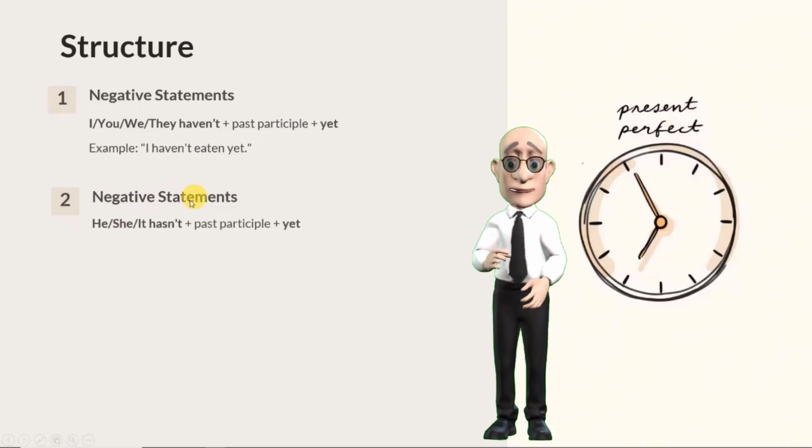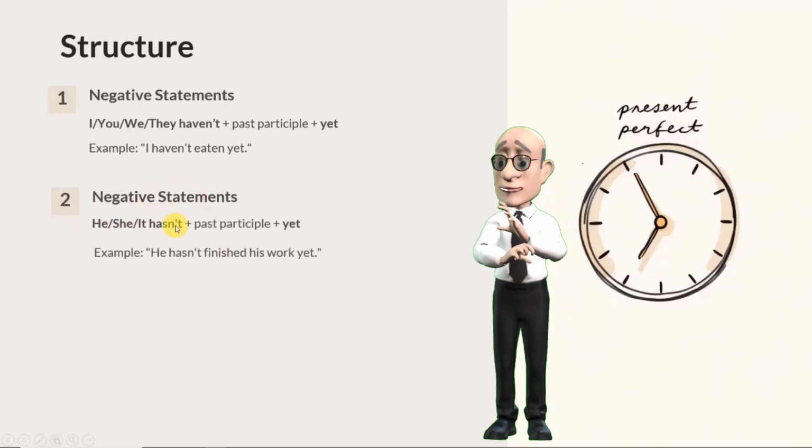Negative statements. He, she, it hasn't, right? But don't forget, you can see once again, I, you, we, they is running together. He, she, it is running together. Hasn't, plus the past participle, plus yet. For example, he hasn't finished his homework yet. She hasn't gone to 7-Eleven yet, right? That is just some of the examples, guys, on how to form your sentences.